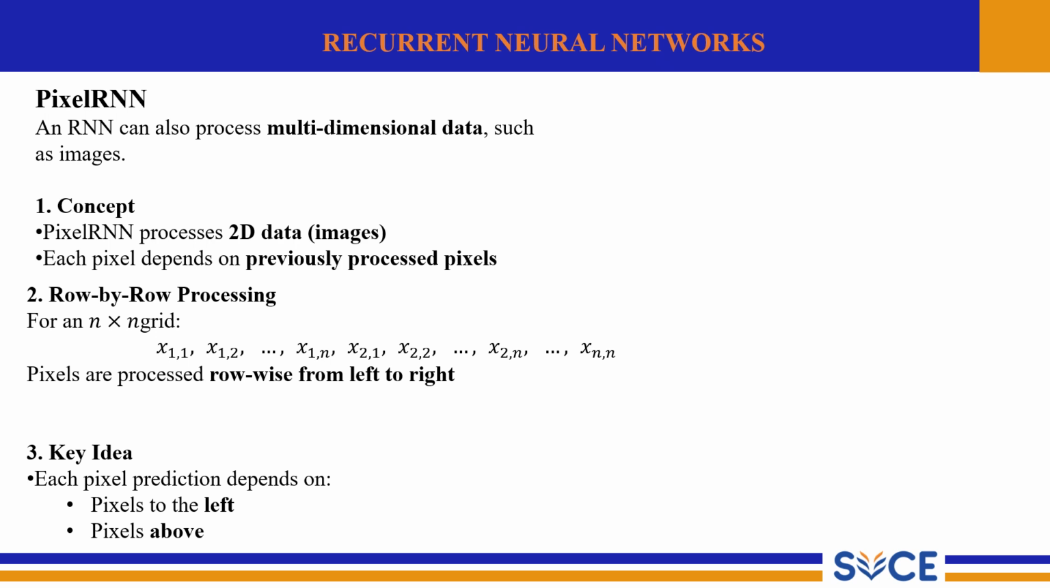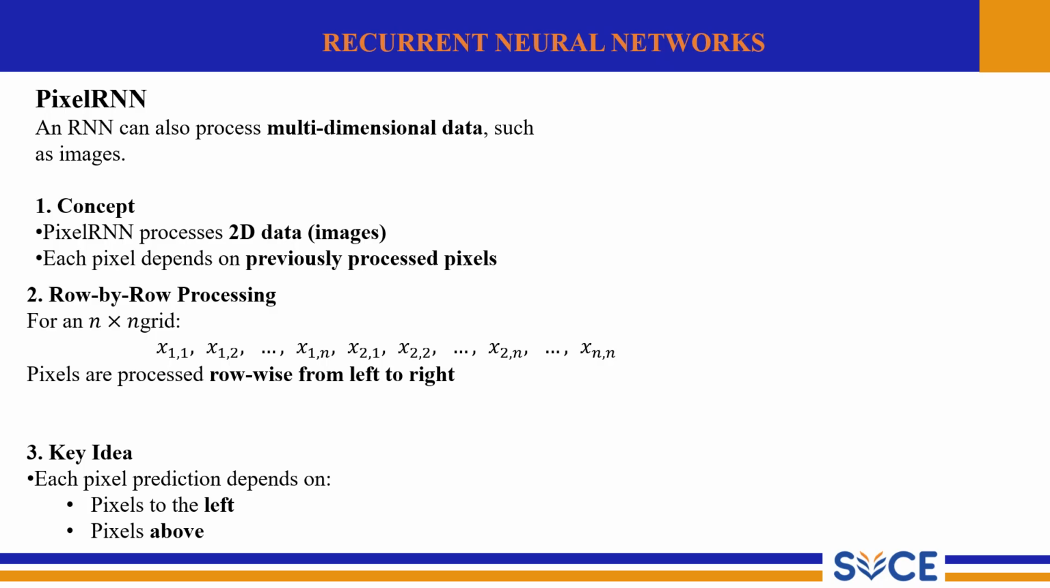To apply this idea, Pixel RNN converts a 2D image into a 1D sequence, a two-dimensional image to a one-dimensional sequence. For an n by n image, the pixels are arranged in a fixed order as x11, x12, up to x1n, x21, x22, up to x2n, till xnn.